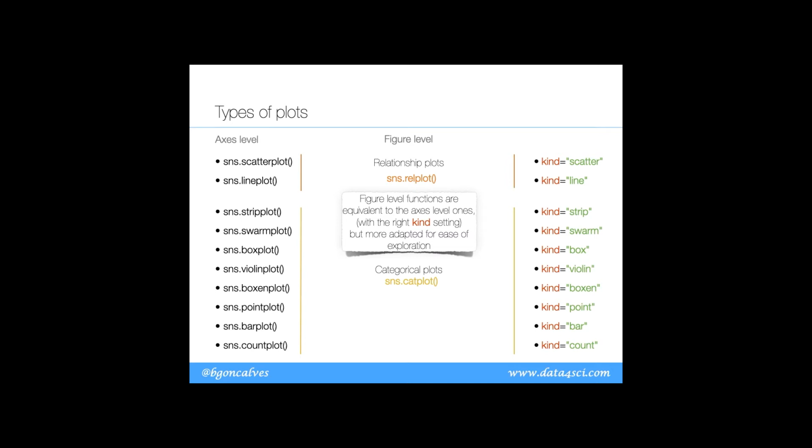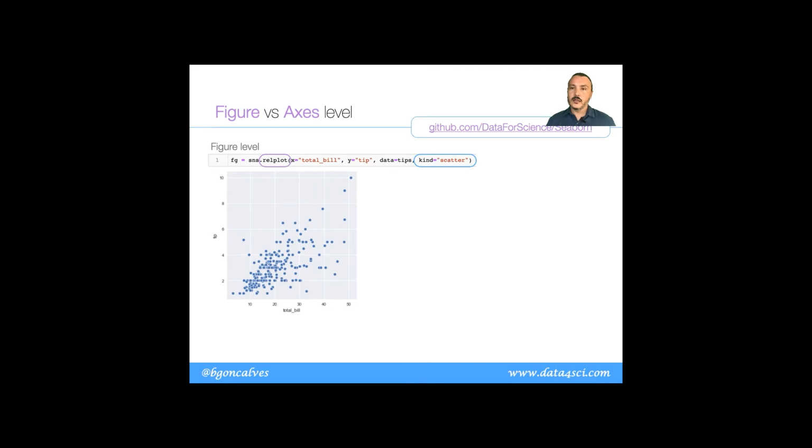Other than the distinction between generating an axes object or a figure object in matplotlib lingo, they're roughly equivalent. And what we mean by roughly is that they will generate the same kind of plot with approximately the same visual aspect. So here is an example. Here we're using sns.relplot to create a relationship plot between two continuous variables. We're specifying the kind of the plot to be scatter, so this will be a scatter plot.